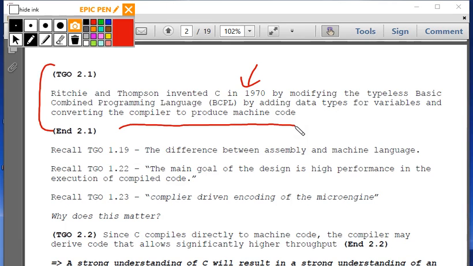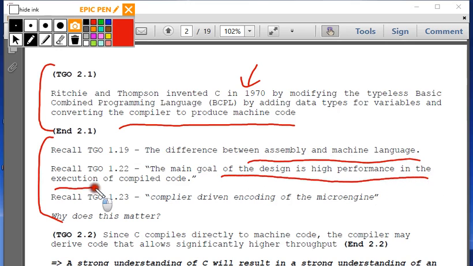Remember I was talking about the difference between assembly language and machine language? By compiling down to the machine code, it can do it efficiently. As you remember, actually recall these TGOs, the difference between assembly language and machine language. The main goal of the design of MIPS is the high performance execution of compiled code. So referencing that again. And then compiler driven encoding of the micro engine.